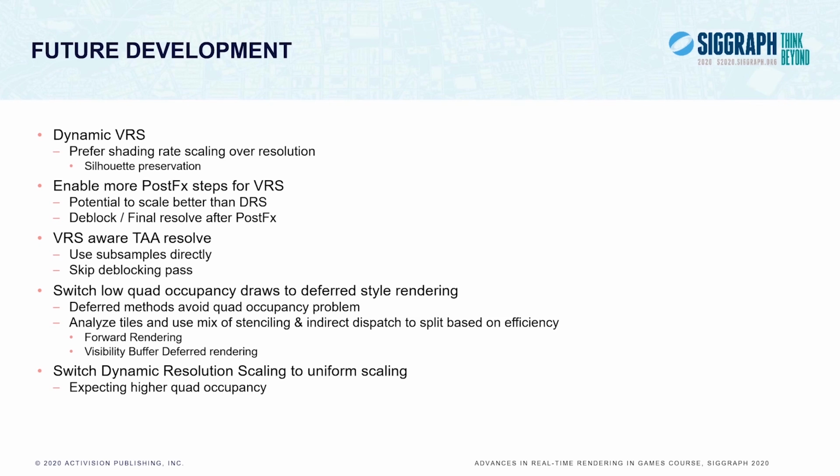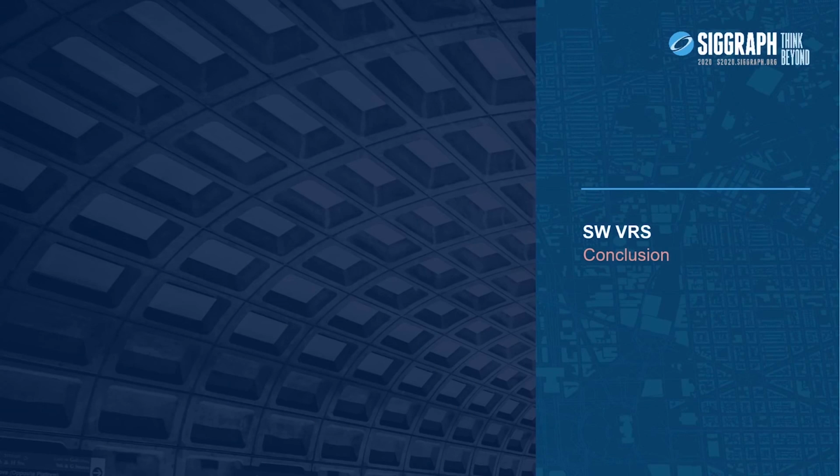Another interesting part of our pipeline that we're working on is trying to switch low quad occupancy draws to deferred style rendering. By default, deferred methods avoid quad occupancy problems in the way they operate. So we would like to analyze tiles and use a mix of stenciling and indirect dispatch to split them based on efficiency. They would go either to forward rendering or visibility buffer deferred rendering. And then finally, it's kind of a minor thing, we would like to switch our dynamic resolution scaling to work with uniform scaling instead of horizontal only. We are expecting higher quad occupancy from that. Now we can get to the final conclusion.